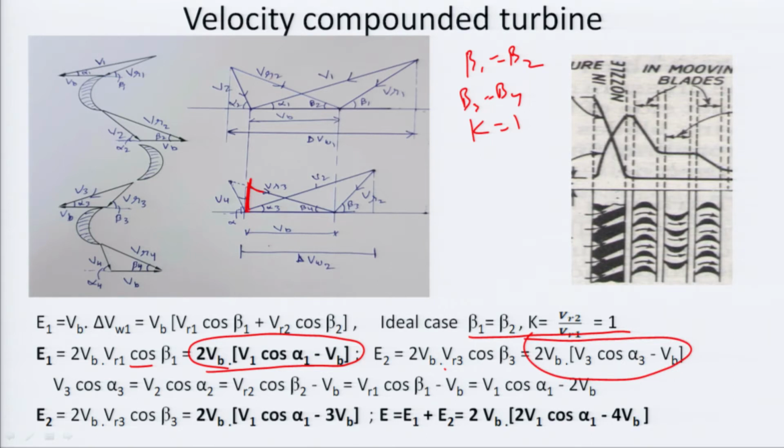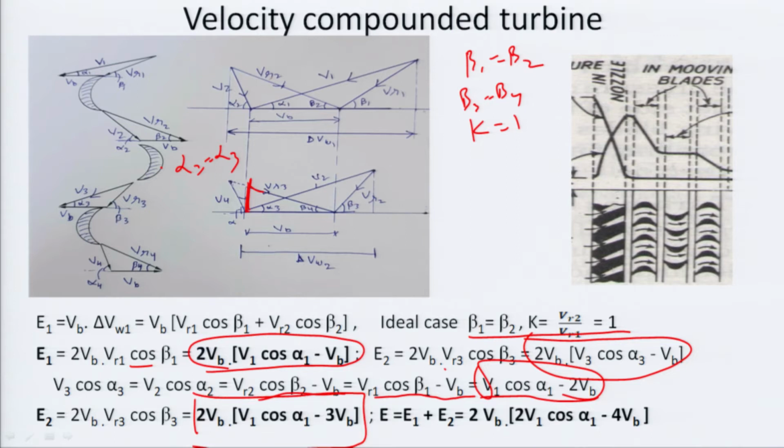Now, here V3 cos alpha 3, what we assume, no friction means V3 will be equal to V2. If the blades are symmetrical, alpha 2 will be equal to alpha 3. Put this here, V3 cos alpha 3, in place of V3 is V2, in place of alpha 3 is alpha 2. This can be written as this, and this finally can be written as this, and Va1 cos alpha 1 minus 2Vb. This is the energy transfer in the second stage.